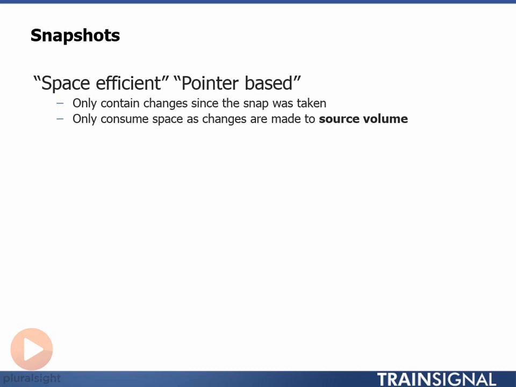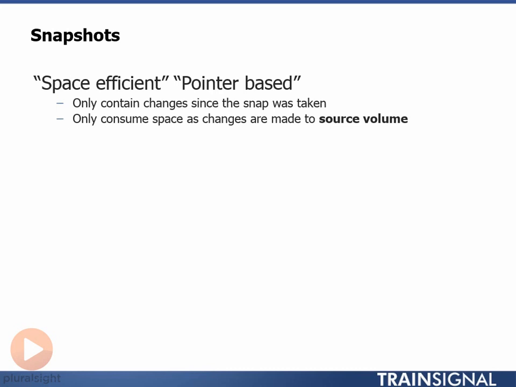And the reason that snaps don't consume space until changes are made to the source volume is because snaps are pointer based. And pointer based means that instead of the snapshot containing a copy of the data that's in the source volume, it's just a set of pointers that point read requests back to the source volume. Now I appreciate that this might be a bit confusing if it's new to you, so we'll walk through how this works.